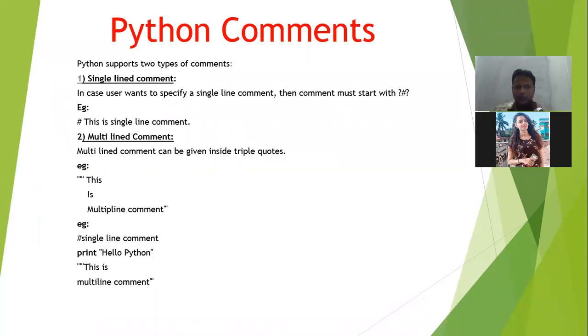Next comes to the Python comment line. Python supports two types of comment. One is single line comment, another is multi-line comment. In the case the user wants to specify a single line comment, use the hash symbol. And if you want to give a multi-line comment, you have to pass 3 single quotation marks or 3 double quotation marks.